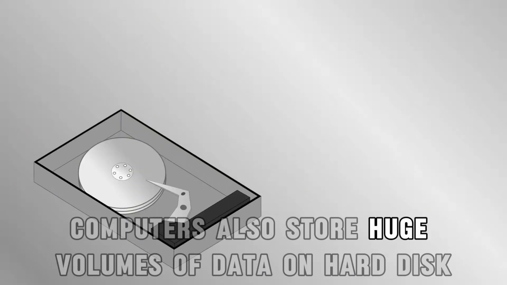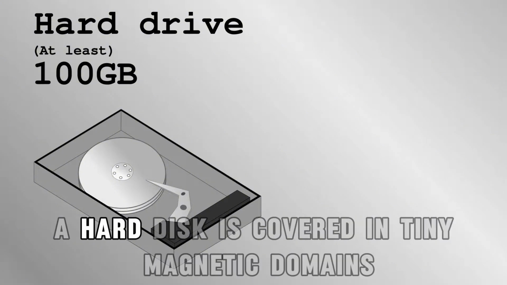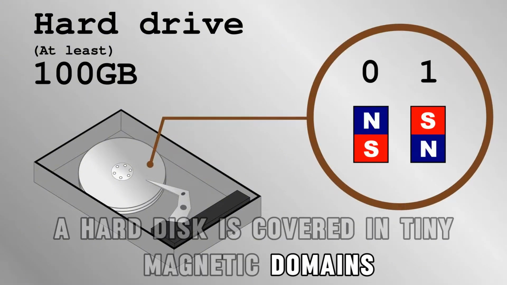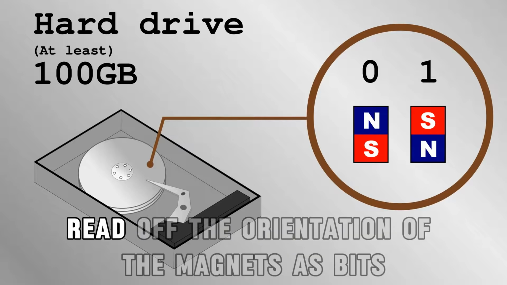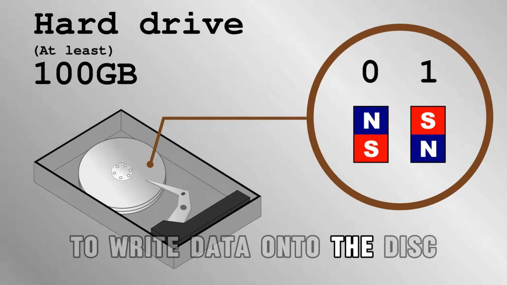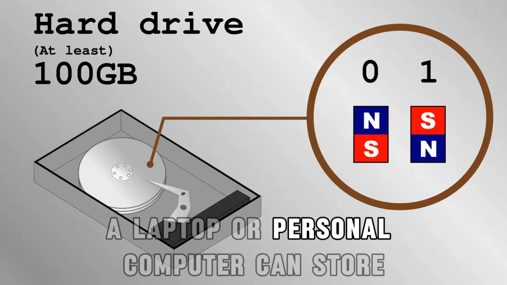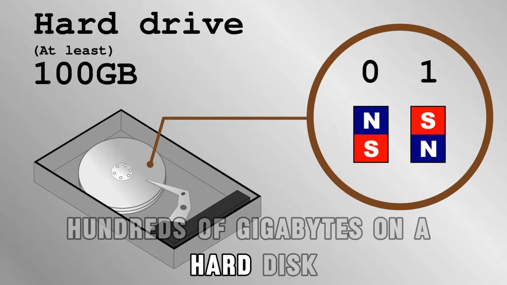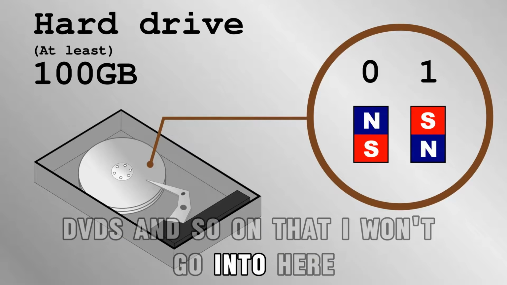Computers also store huge volumes of data on hard disk for decades at a time, even without power. A hard disk is covered in tiny magnetic domains, which can point up or down, corresponding to 1 or 0. As the disk spins, a sensor head can either passively read off the orientation of the magnets as bits, or actively flip the orientation of the magnetic domains to write data onto the disk. Each of the bytes also has its own separate address. A laptop or personal computer can store hundreds of gigabytes on a hard disk. There are other technologies like flash memory, DVDs and so on that I won't go into here.